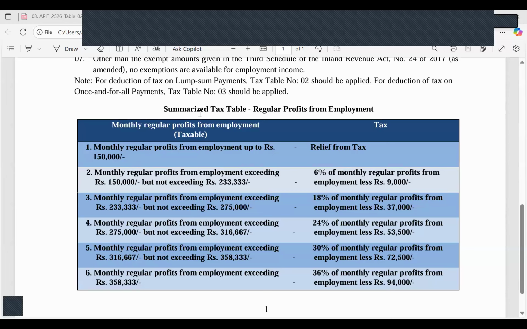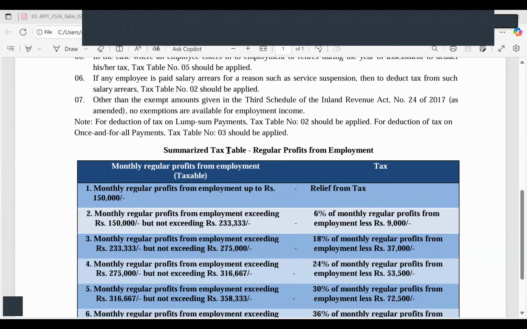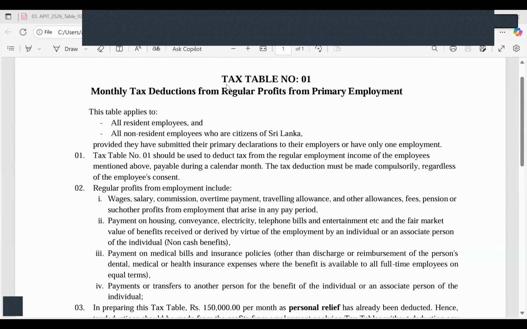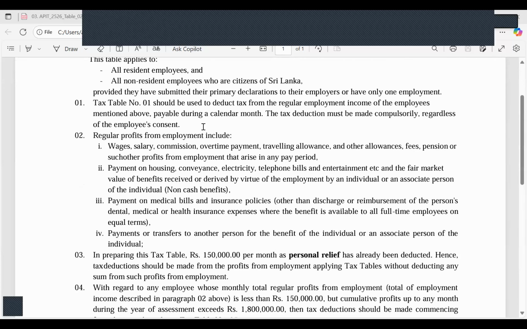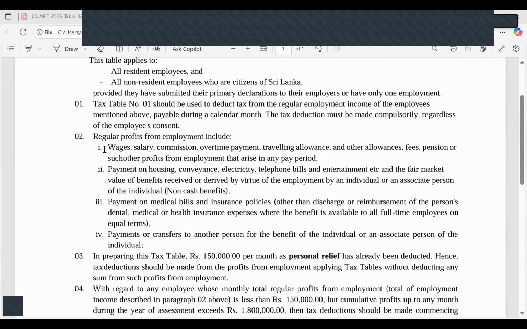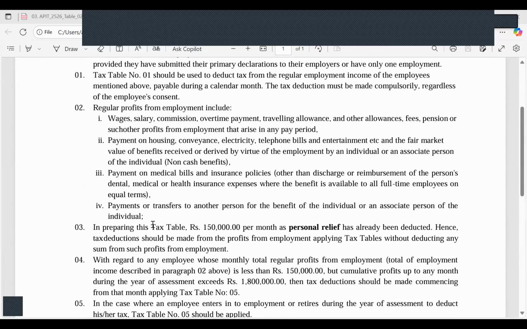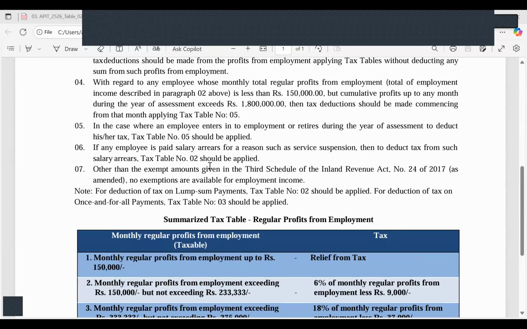So this is a summarized tax table. This is table 1. Table 1 should apply for regular profits. So when we are receiving our salary and the amounts we receive each month, for the deduction of tax, the accountant uses this table.